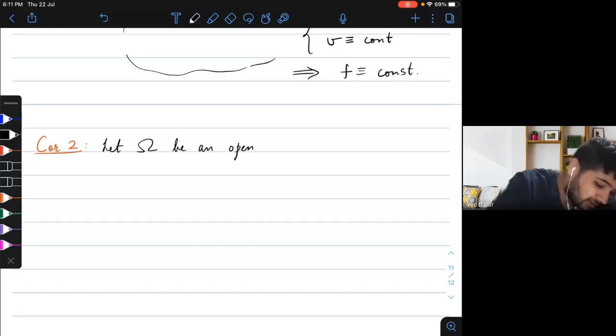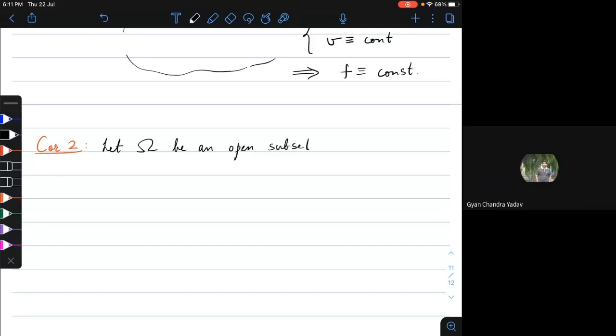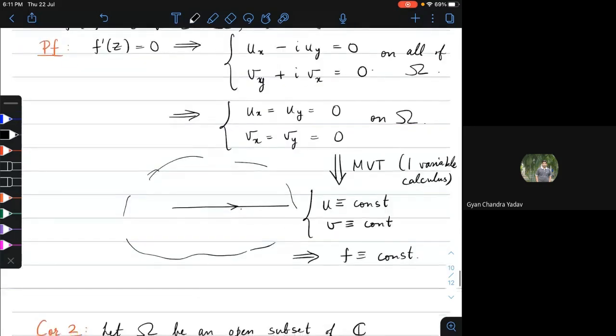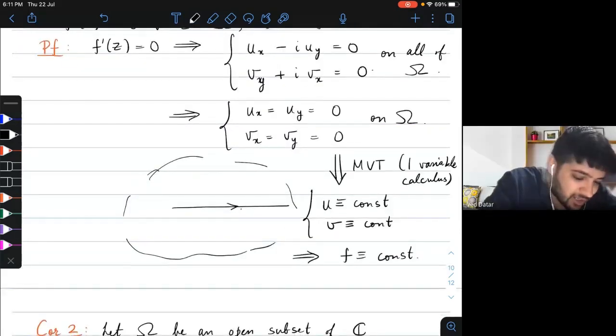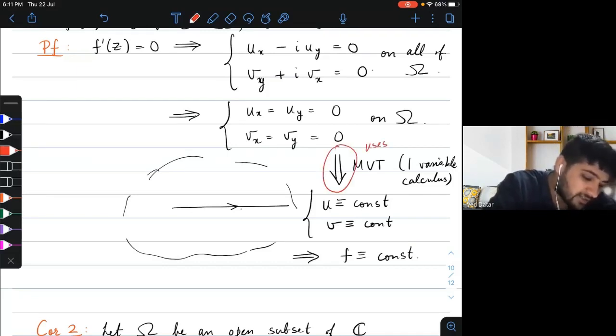Sir, in the first corollary, where is the connectedness of the domain used? Oh, that's because of, I mean, this implication, right? So this uses connectedness.